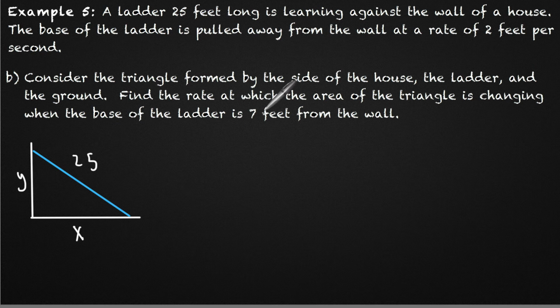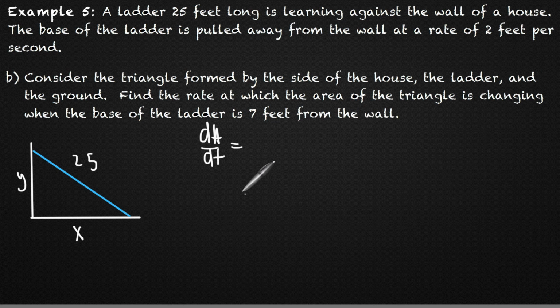Okay, now this is a great problem because now we are going to be dealing with area. Consider the triangle formed by the side of the house, the ladder and the ground. Find the rate at which the area of the triangle is changing at that same instant when the base of the ladder is 7 feet away from the wall. So dA/dt is what we are looking for.